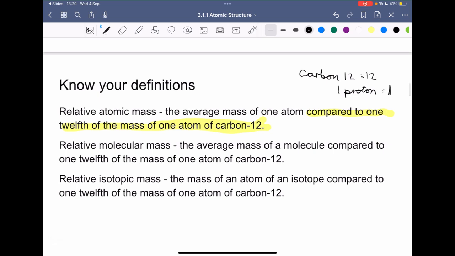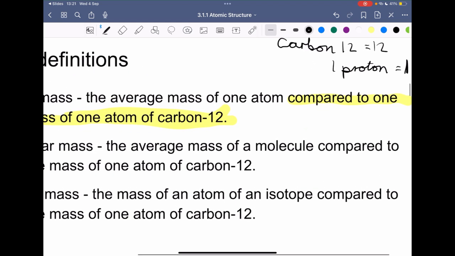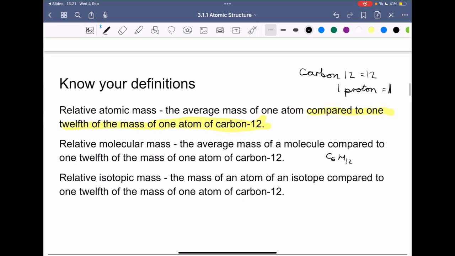The relative molecular mass is the average mass of a molecule compared to 1/12 of the mass of carbon-12. The average mass of a molecule basically means, back in year 11, when you would work out something like C6H12 and try to figure out the RFM of that, the mass of that is called the relative molecular mass because it's the mass of a whole molecule.